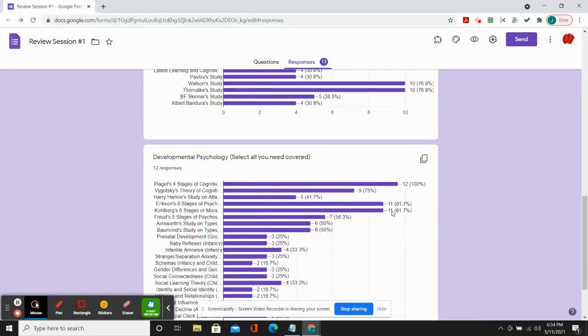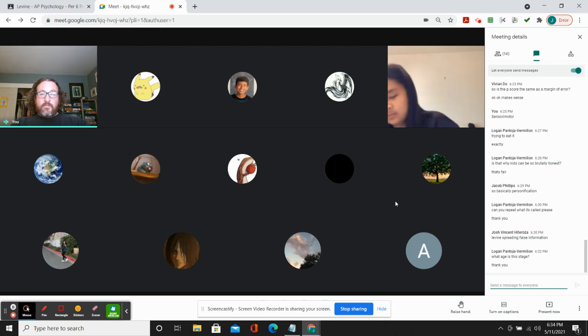Okay, so the next two that we're going to be doing is Erikson's 8 stages of psychosocial development and Kohlberg's 6 stages of moral development. So we're going to be just knocking out the stages right now. All right, Erikson's going to take a little while, but hopefully we can move through the stages relatively quickly.